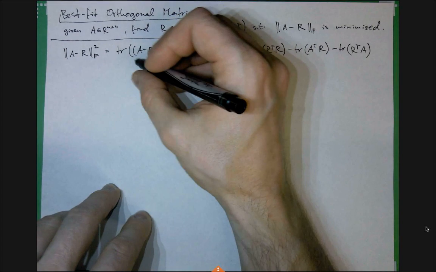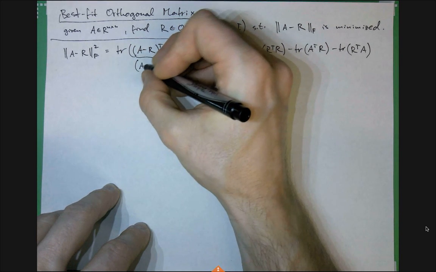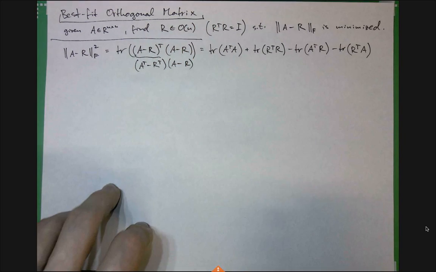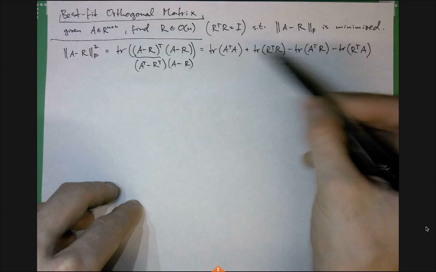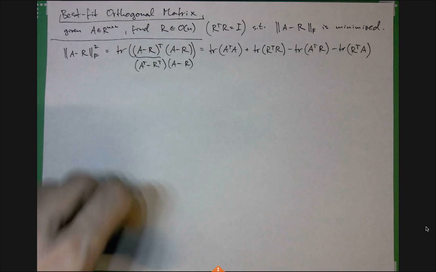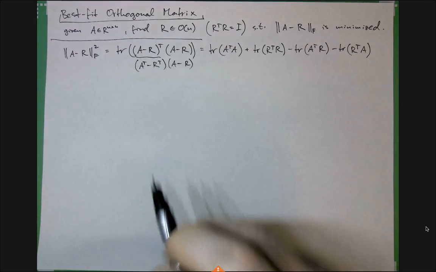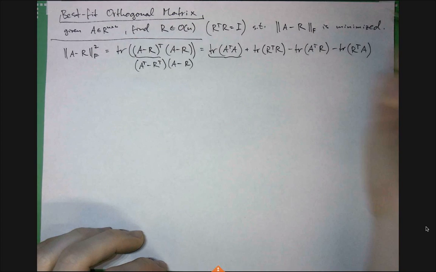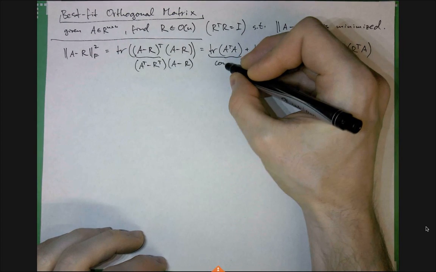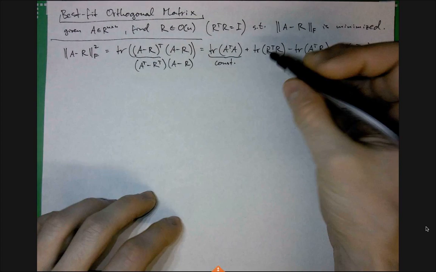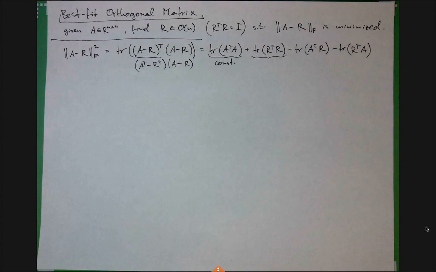I guess I could have done it slower: first said that this is A transpose minus R transpose, multiplied by A minus R, and then trace is a linear operator, so we can just split it into separate traces, right? So let's look at these terms. So trace of A^T A clearly does not depend on R, right? That's some constant term. The problem has similar structure as before. How about trace of R^T R? How much is trace of R^T R?